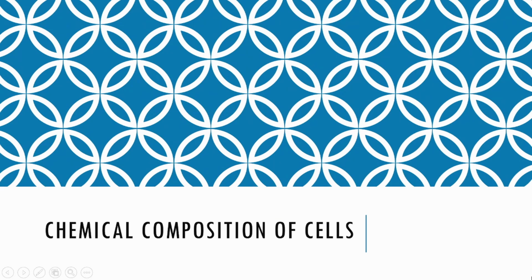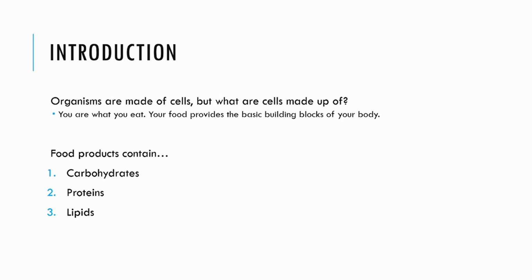We're continuing our online lab journey with the chemical composition of cells, namely the macromolecules. So we know that organisms, living things, are made of cells, but we haven't really talked about what cells are made of. Well, in essence, you are what you eat. The food that you consume is going to provide these basic building blocks for you to use in your body to build your cells. Food products contain three main things: carbohydrates, proteins, and lipids.